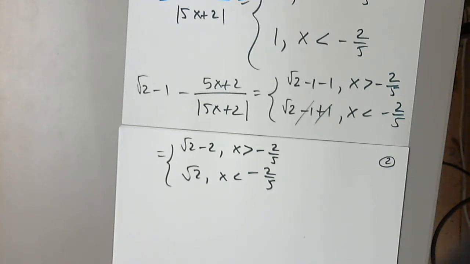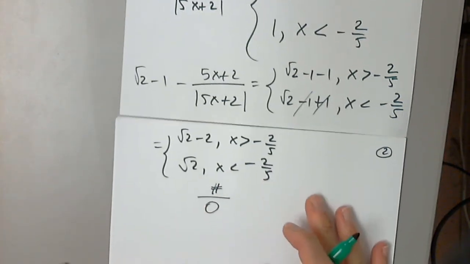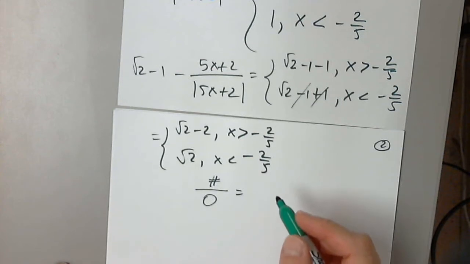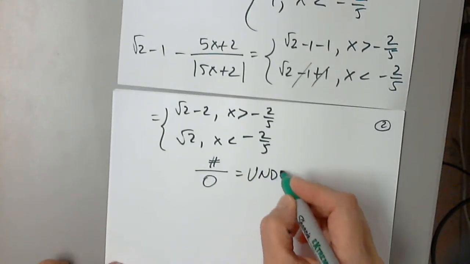So let's do this. A number divided by 0, a number divided by 0 is undefined.